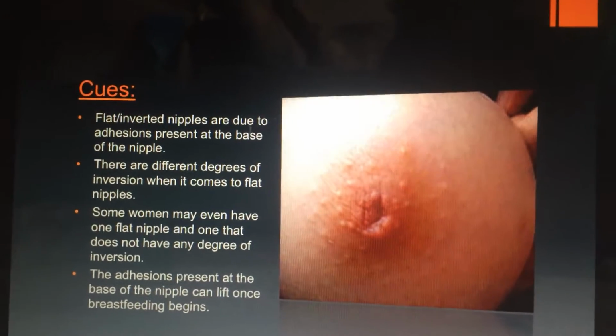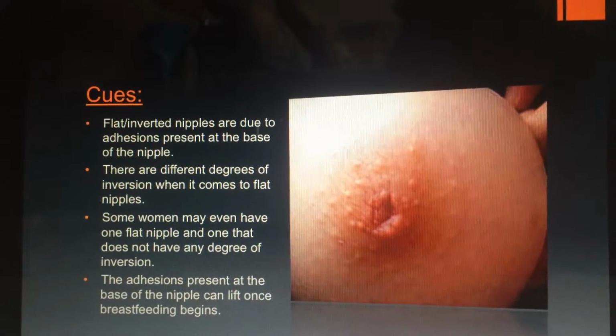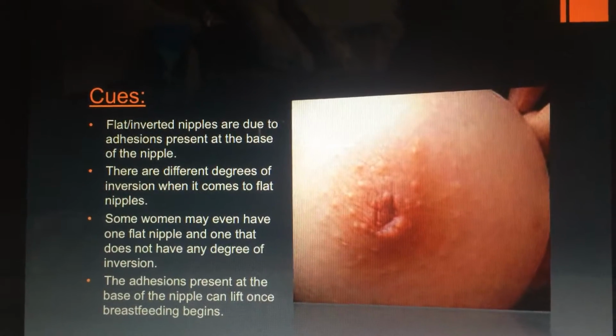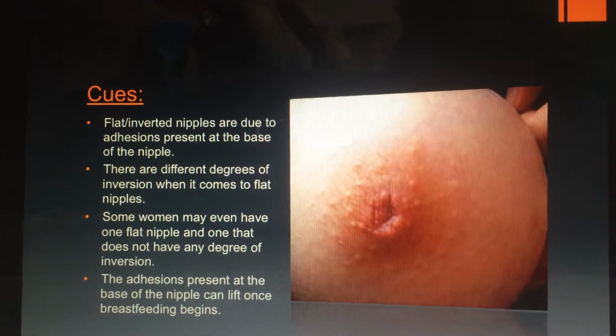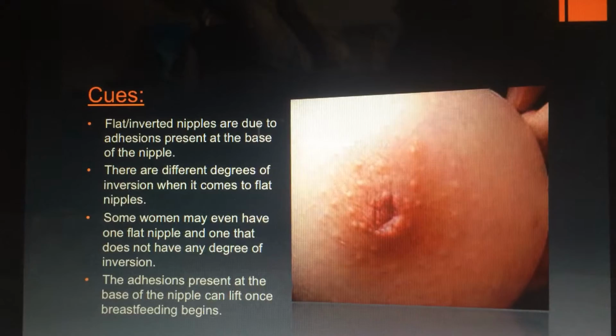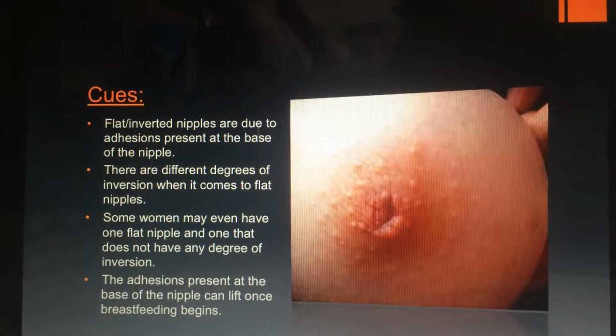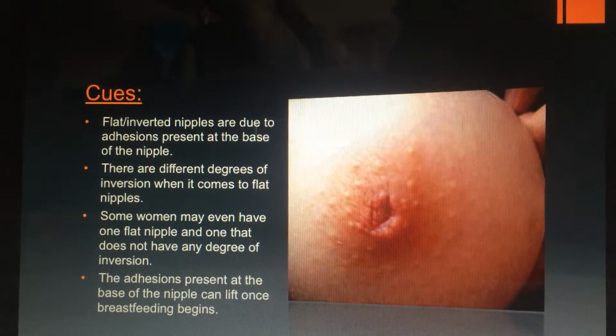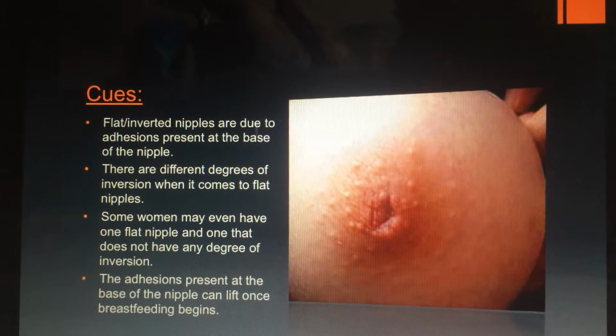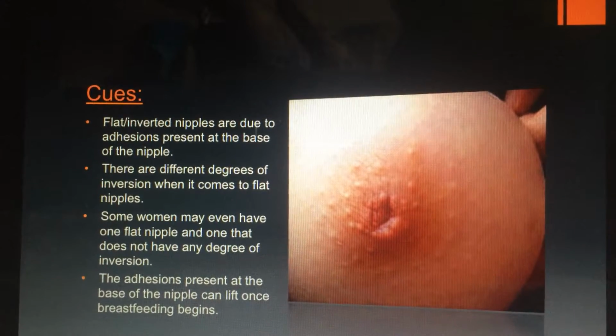There are varying degrees of inversion when it comes to flat nipples. Some women may even have one flat nipple and one that does not have any degree of inversion. The adhesions present at the base of the nipple can lift once breastfeeding begins. If there are difficulties with flat nipples, the use of a breast pump can also help to bring down the adhesions.